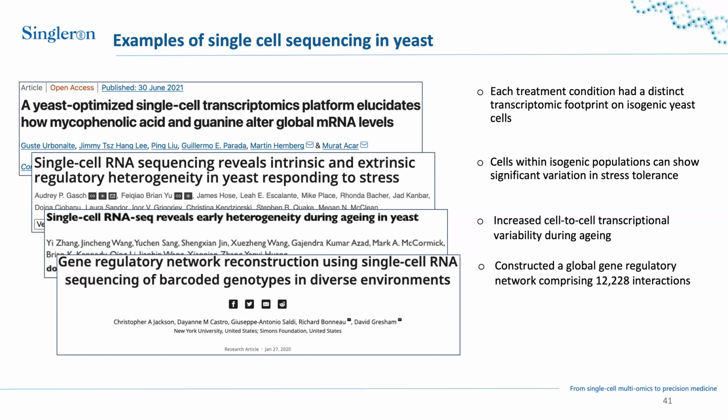And in the last example, the authors used yeast single cell to identify regulatory relationships between transcription factors and target genes. And they were able to construct a global gene regulatory network with more than 10,000 interactions.